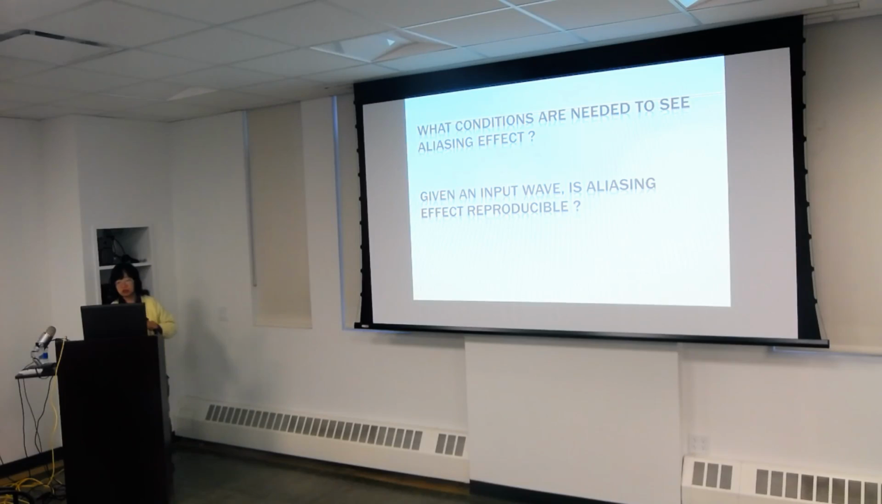The first is: what conditions are needed to actually see the effect? The second is: if I have a given input, will I be able to reproduce aliasing every time? Just by doing a Fourier transformation after I put it through my detector, is it going to show up the same every time?